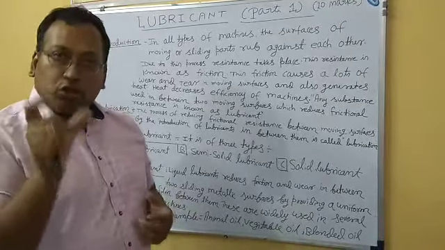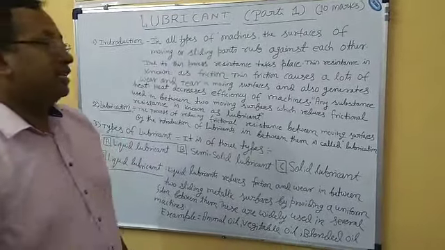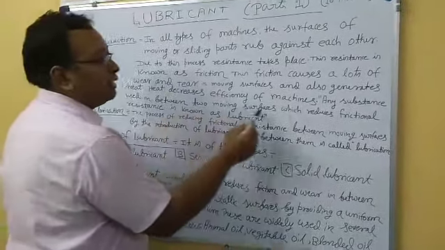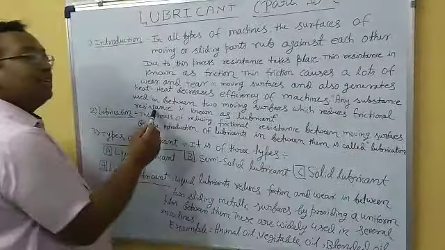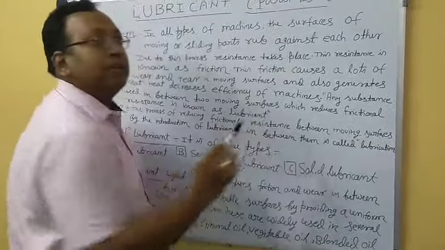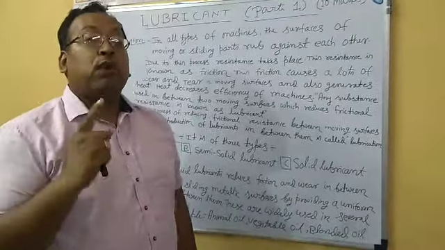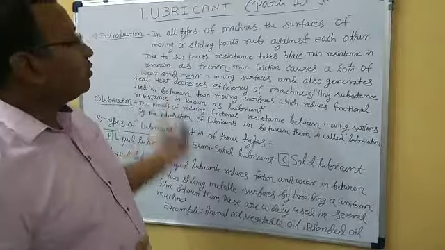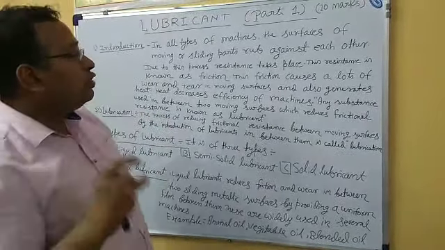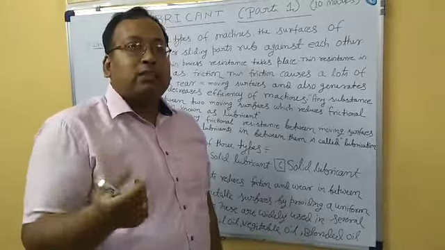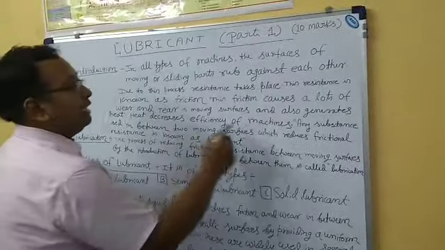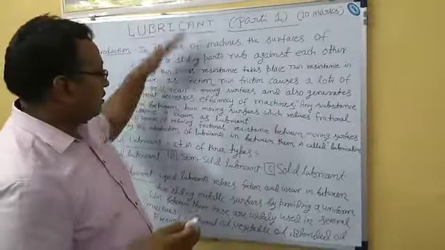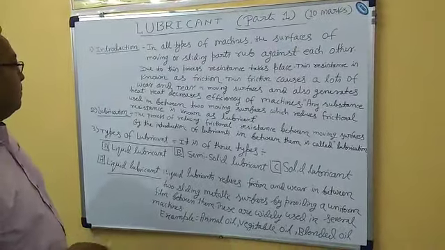So now we can define the lubricant in short: any substance used in between two moving surfaces which reduces frictional resistance is known as a lubricant. This is a gist point for your examination. Generally, when they ask what a lubricant is, if that question is of 2 or 3 marks, you can directly write this paragraph, and if more marks are given, then you can write more things there.